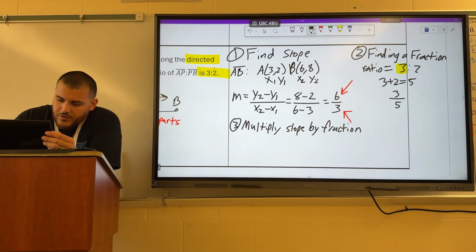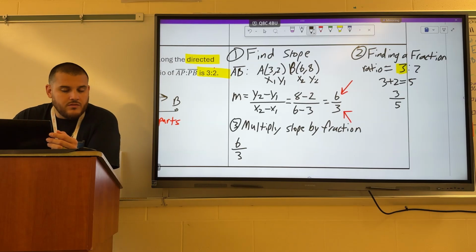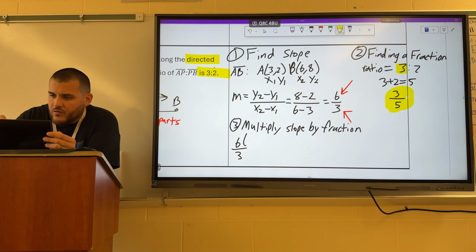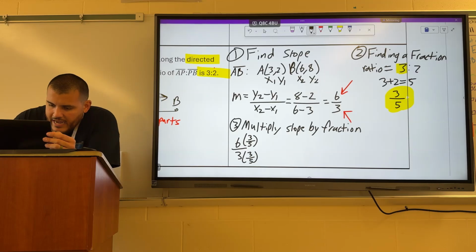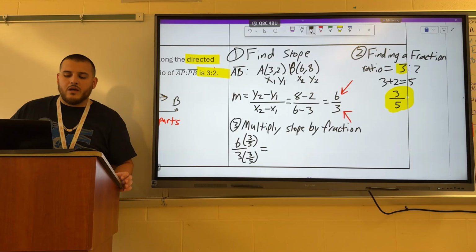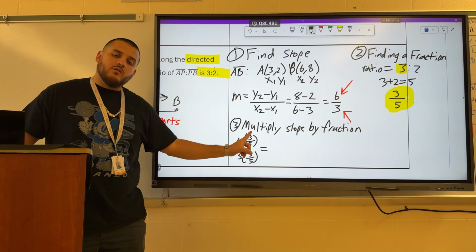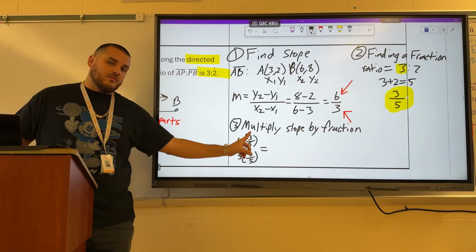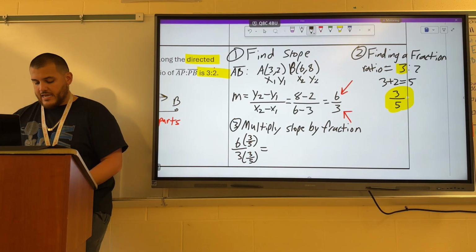So we had a slope of 6/3, 6 over 3. And we're going to multiply both the numerator and the denominator by the fraction we came up with from our ratio, 3/5. As a reminder, when you multiply by fractions, you multiply by the numerator and then divide by the denominator. So I'm going to do 6 times 3 and then divide that by 5.